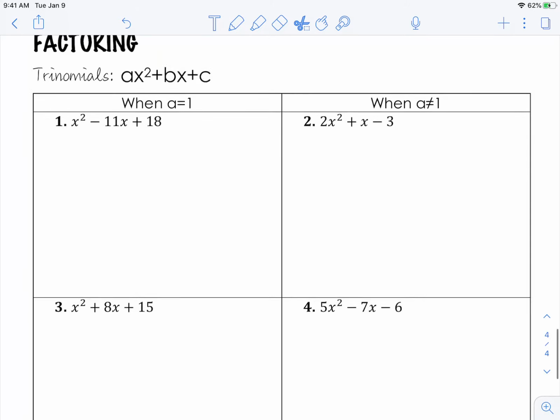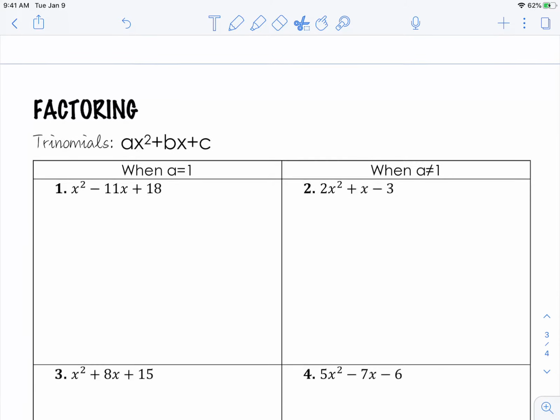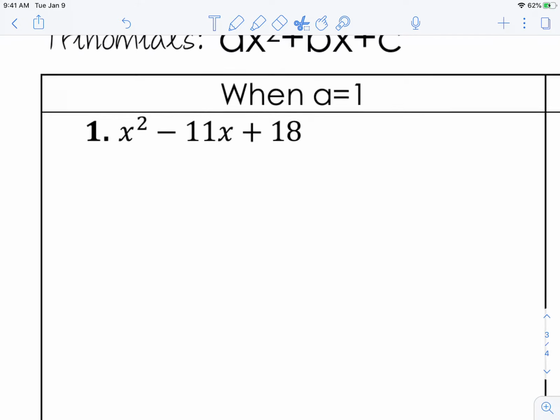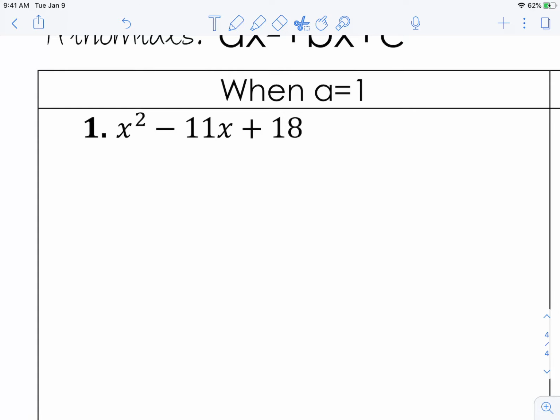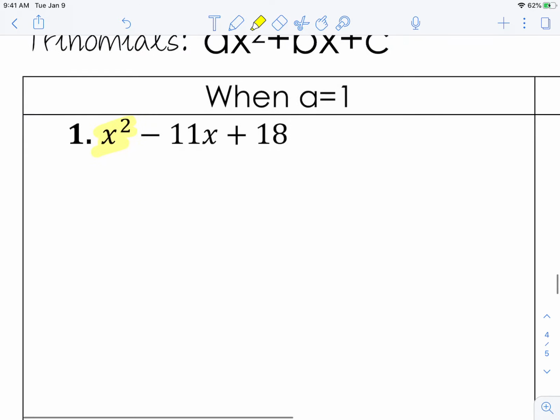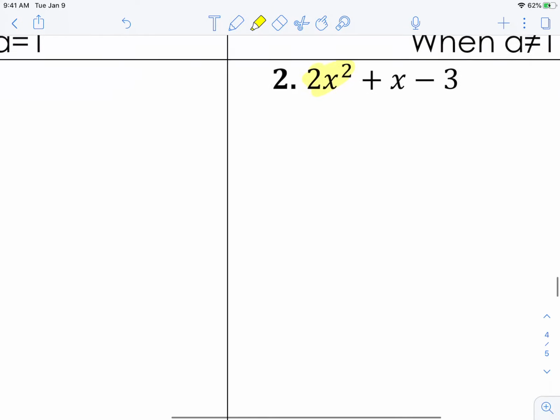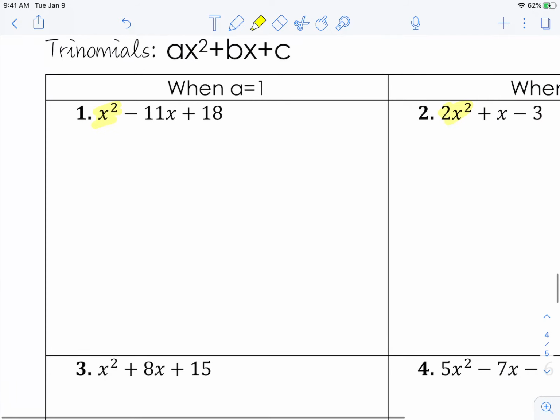Okay, so when we factor trinomials, there are two instances that we need to talk about. The first is when a is equal to 1, which means there's no number in front of your x squared. The other type is when a does not equal 1, which means there is a number in front of that x squared. We're going to do the left column first, because y'all are pretty much used to factoring like this. I think y'all remember this from Algebra 1.